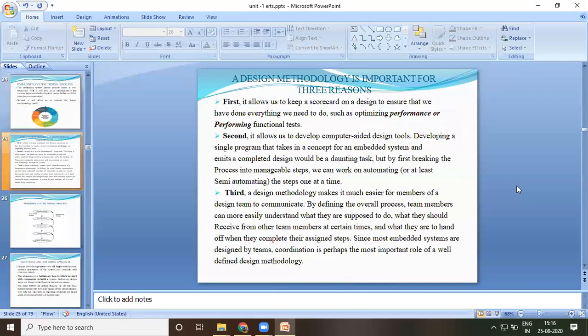Okay, the design methodology is important for three reasons. The first is that we have to ensure the performance. The second is that it should not be a daunting task when we go for automation. The third is that we have to ensure that all the team members can easily understand what is expected from them. Since embedded systems are designed by teams, coordination is perhaps the most important role of a well-defined design methodology. So for these three reasons, we use a design methodology for embedded systems.